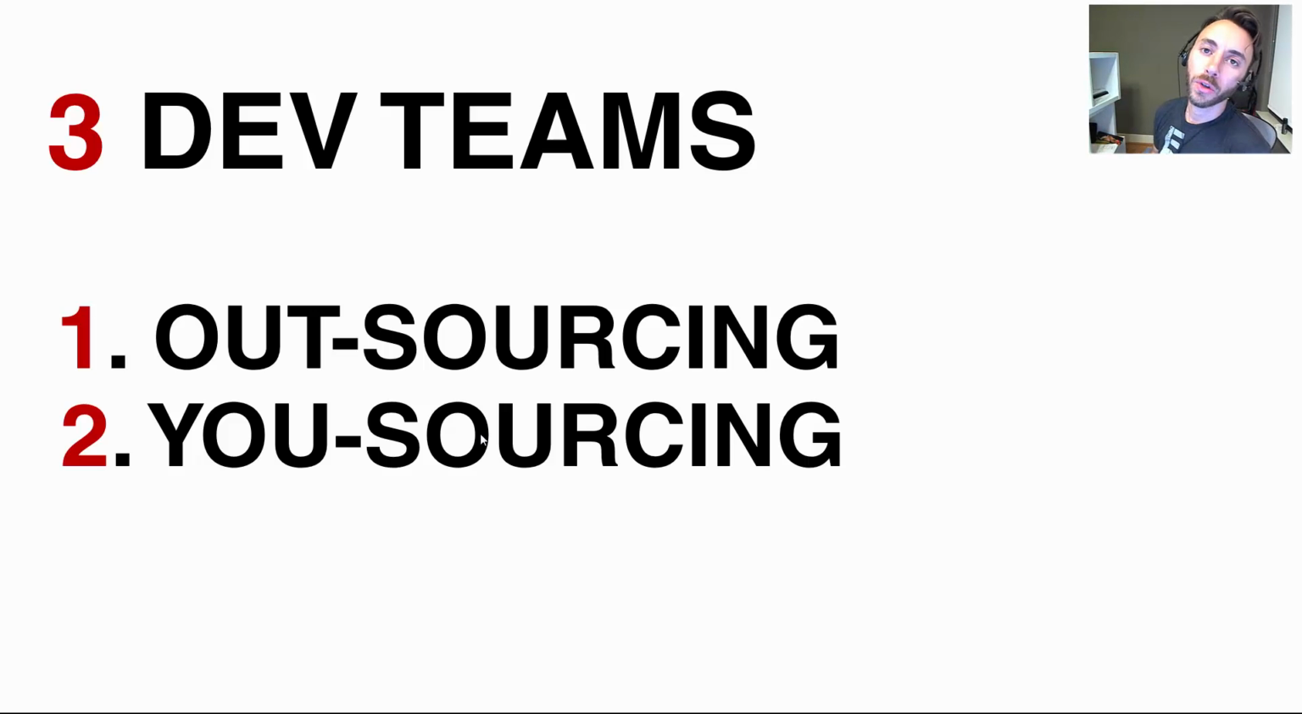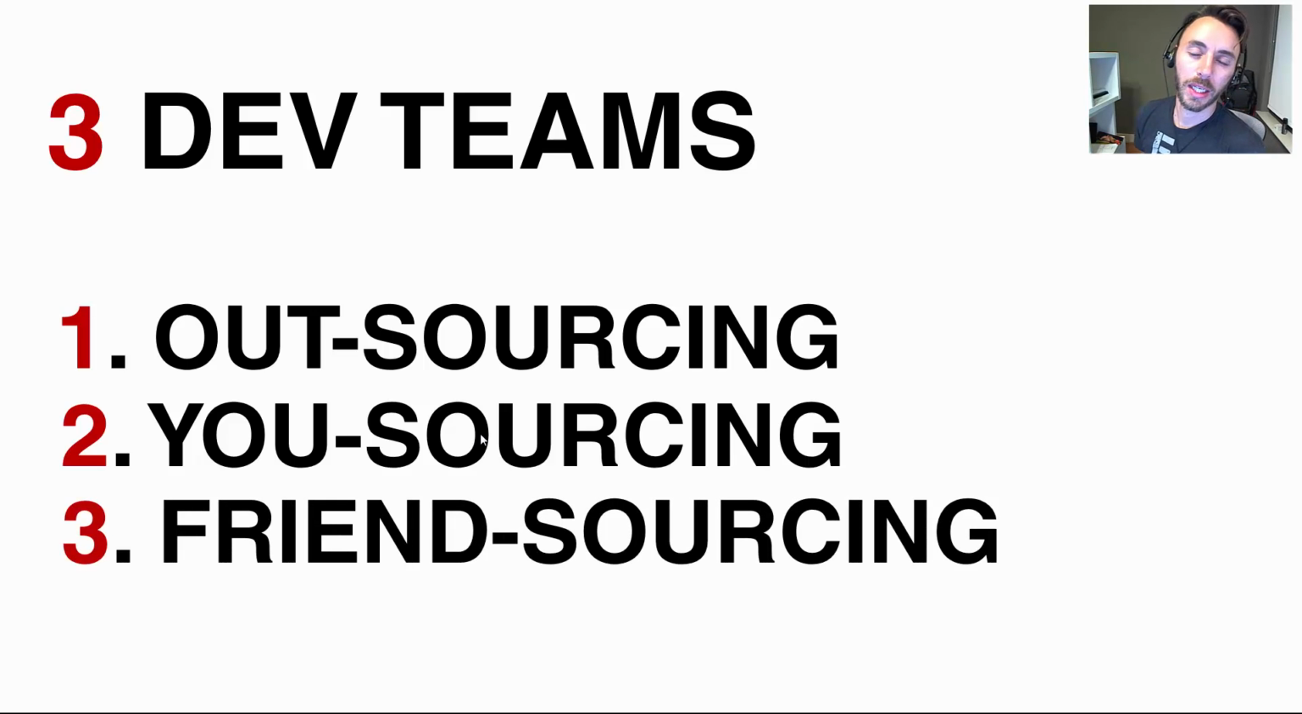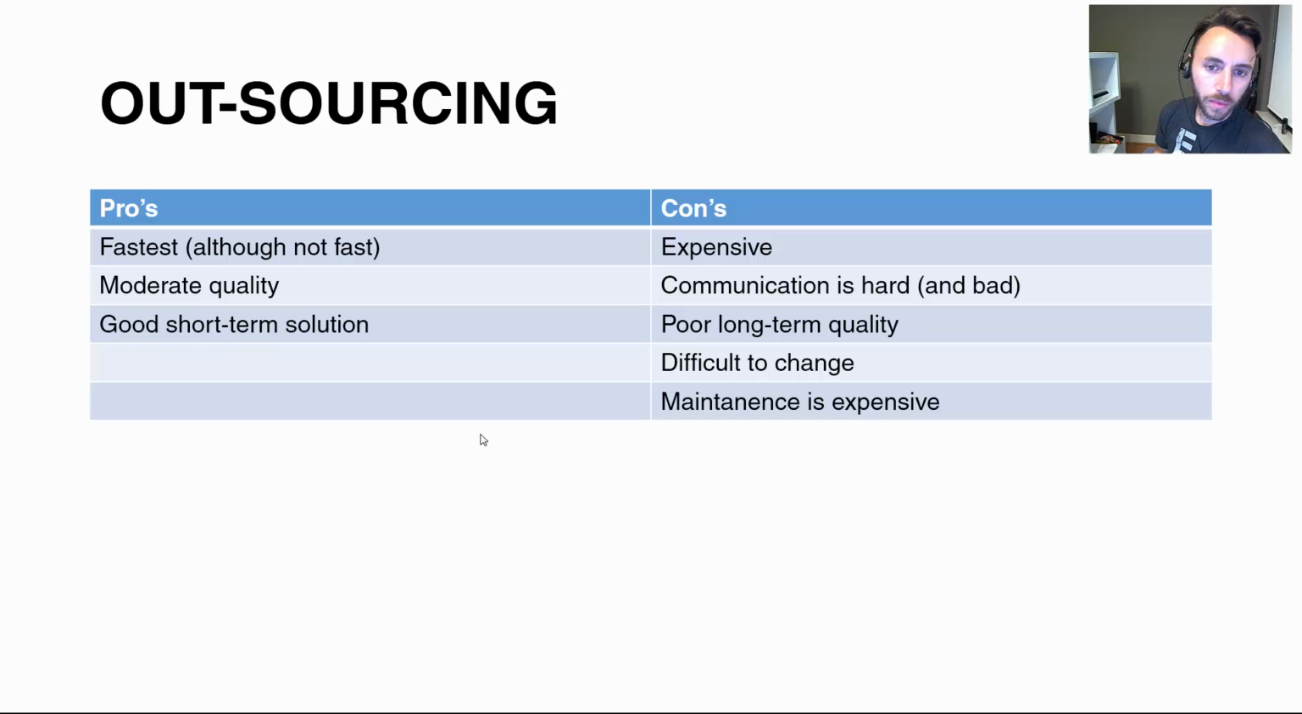Number two, you sourcing. You could do the work. So you can learn to become a developer, and then you can actually write the code yourself. Or you can use some incredible tools that are out there and available today to do most of the heavy lifting for you. And finally, friend sourcing. We'll talk about how you can work with your friends to create something amazing, or if you don't have those kind of friends with those skills, how to get those kind of friends to build something amazing. So let's do a pro and con list for each one of these, so you can decide which one's best for you.